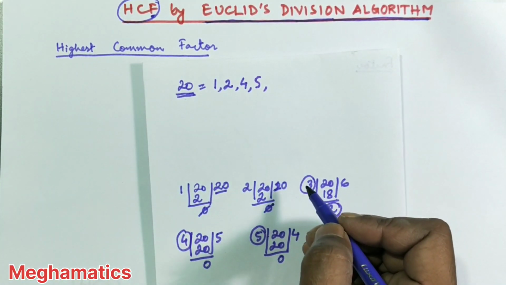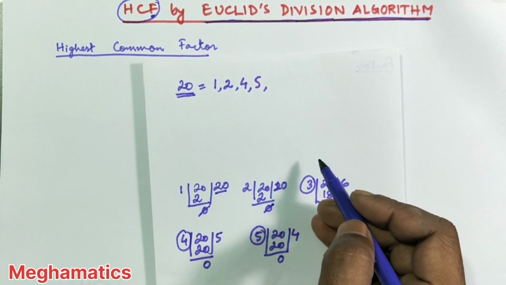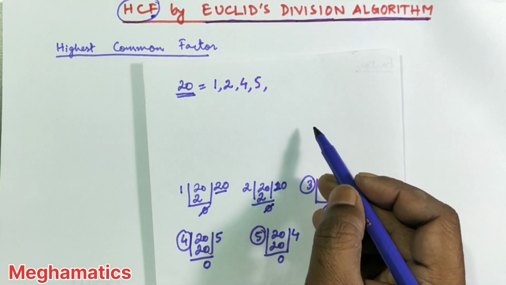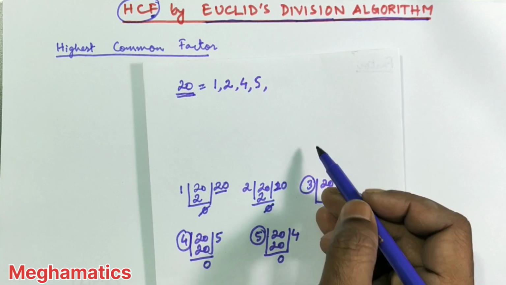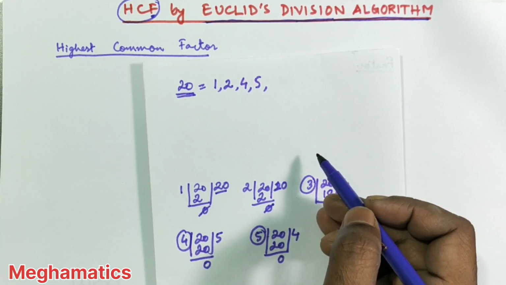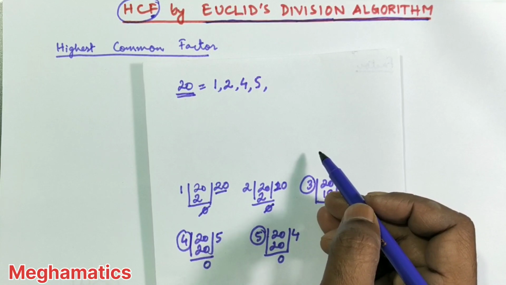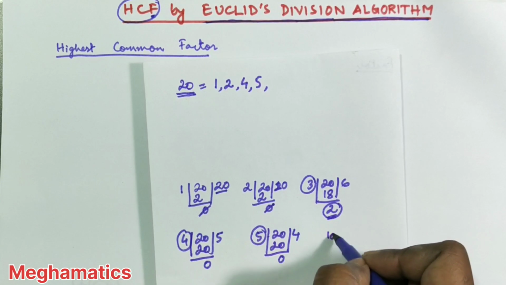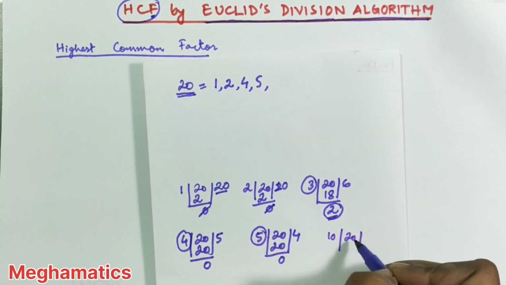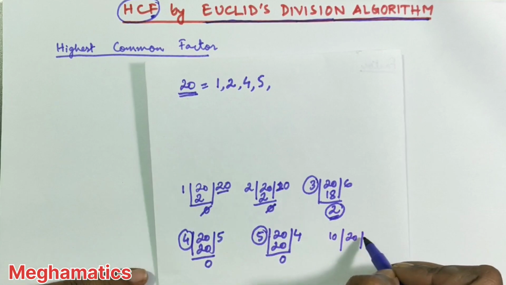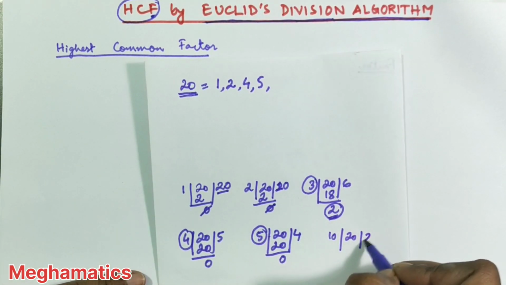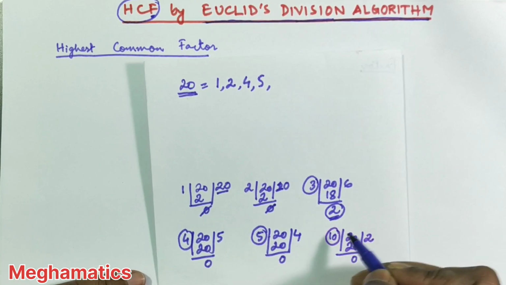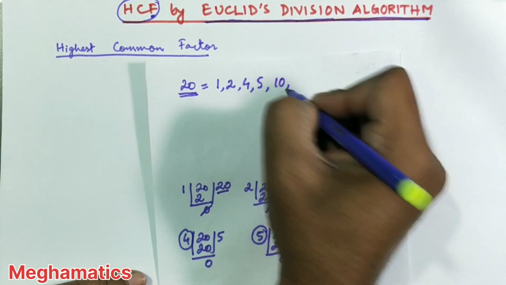Now if we try 6, 6 3s are 18, so the remainder comes 2. So 6 is not a factor. Then if we try 7, 7 2s are 14, 7 3s are 21, so with 2 times the remainder comes 6. So 7 is also not a factor. In the same way, if we continue, we'll get 10 also as a factor of 20. If we divide 20 by 10, we get 2 times, which is 20, and the remainder is 0.